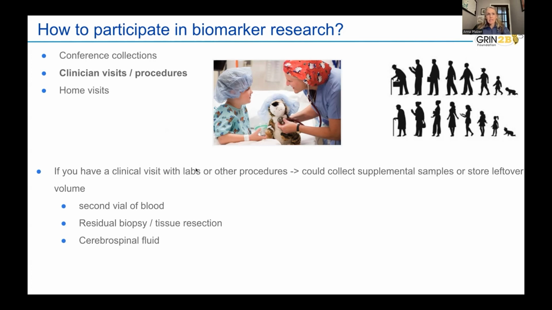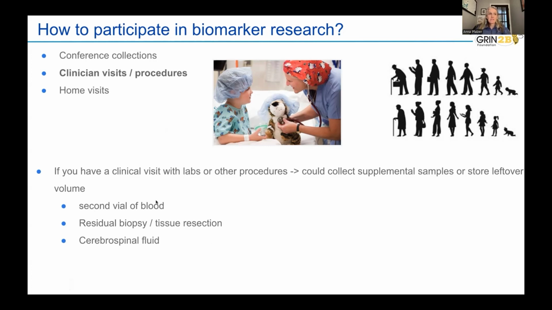It is certainly not limited to blood draws. If they're having any other types of clinical procedures and there are supplemental samples or anything that's stored left over, we can collect it. You saw on one of the last slides, there are lots of different sample types that researchers can use to do some of these biomarker studies.